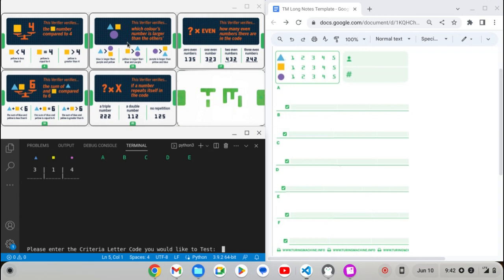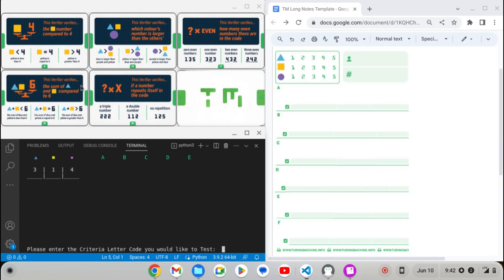Criteria card B will look at the 3 digits in our code and let us know which one's the absolute largest. So should triangle be the largest? Should square be the largest? Or perhaps circle is the largest? Criteria card C again looks at the 3 digits in our code and will let us know how many of those should be even. Should there be no even digits? Perhaps there's just 1, 2, or maybe all 3 are even.